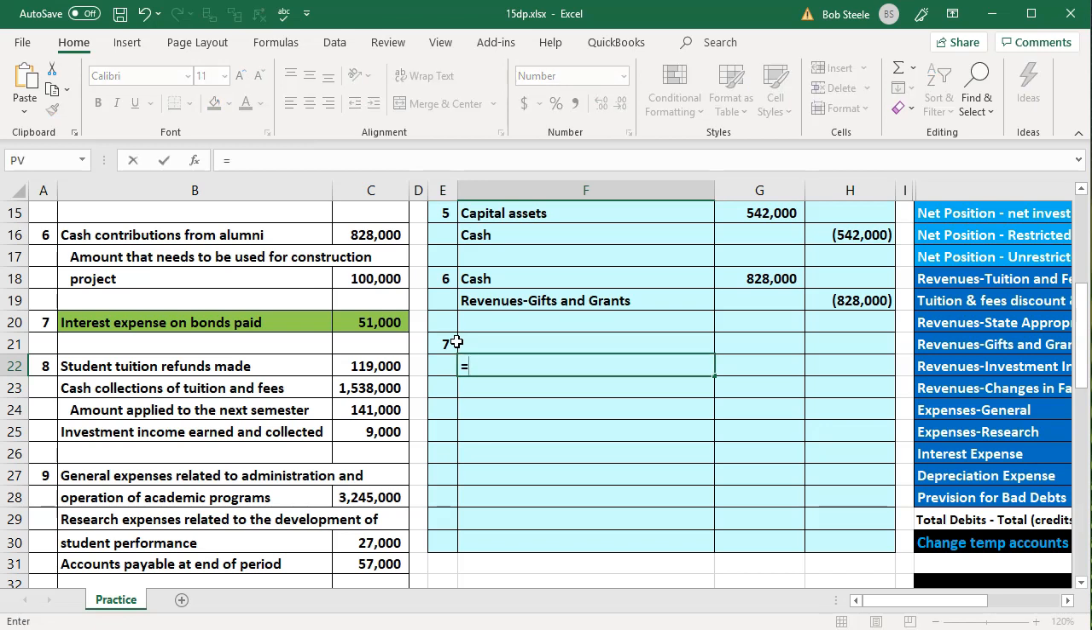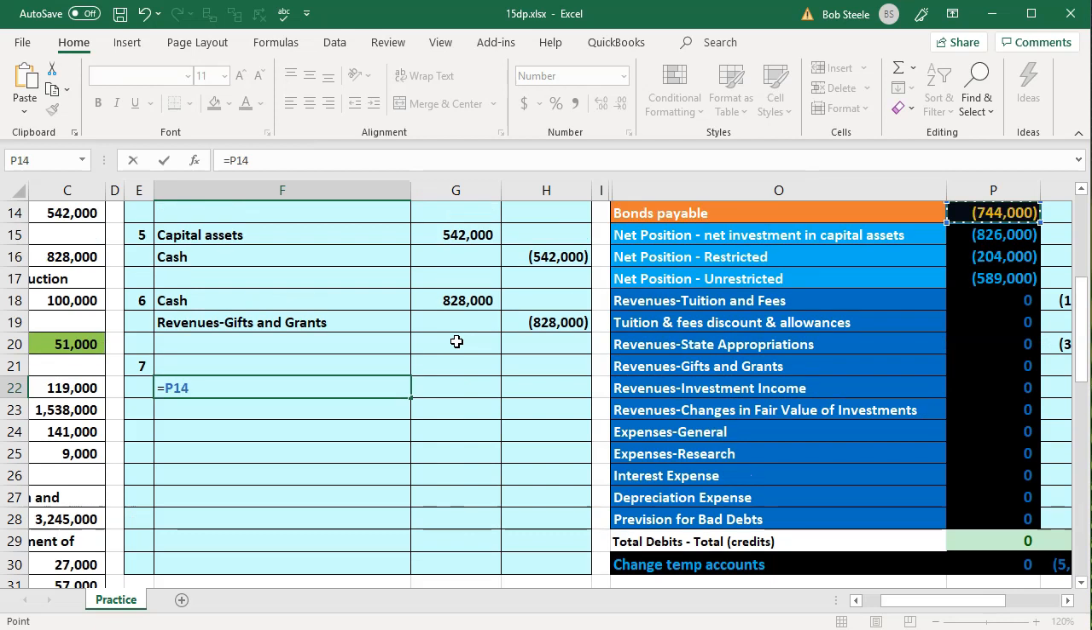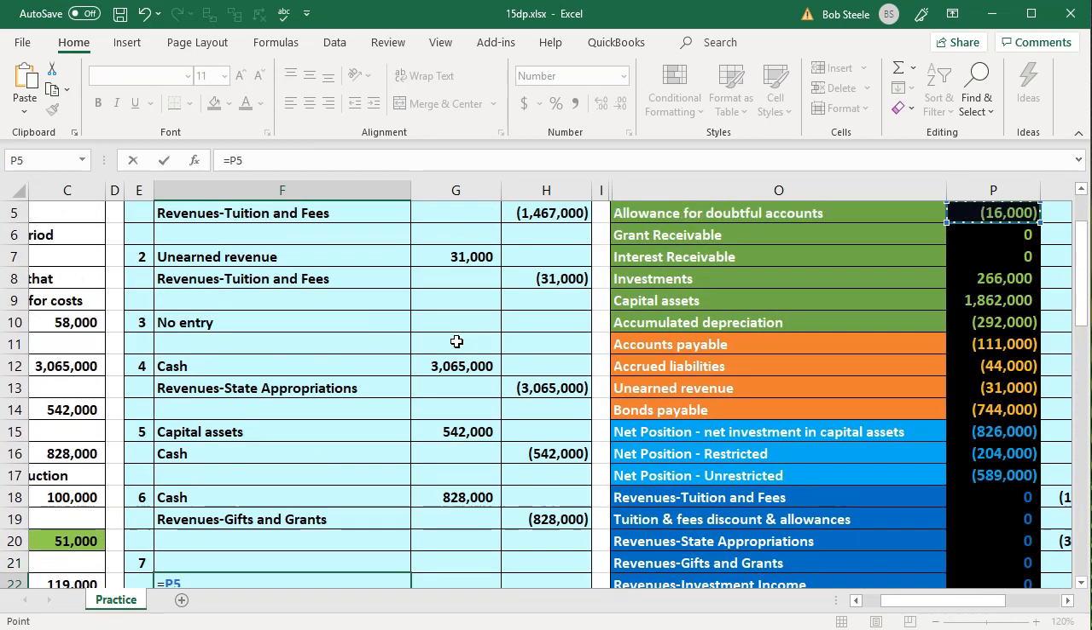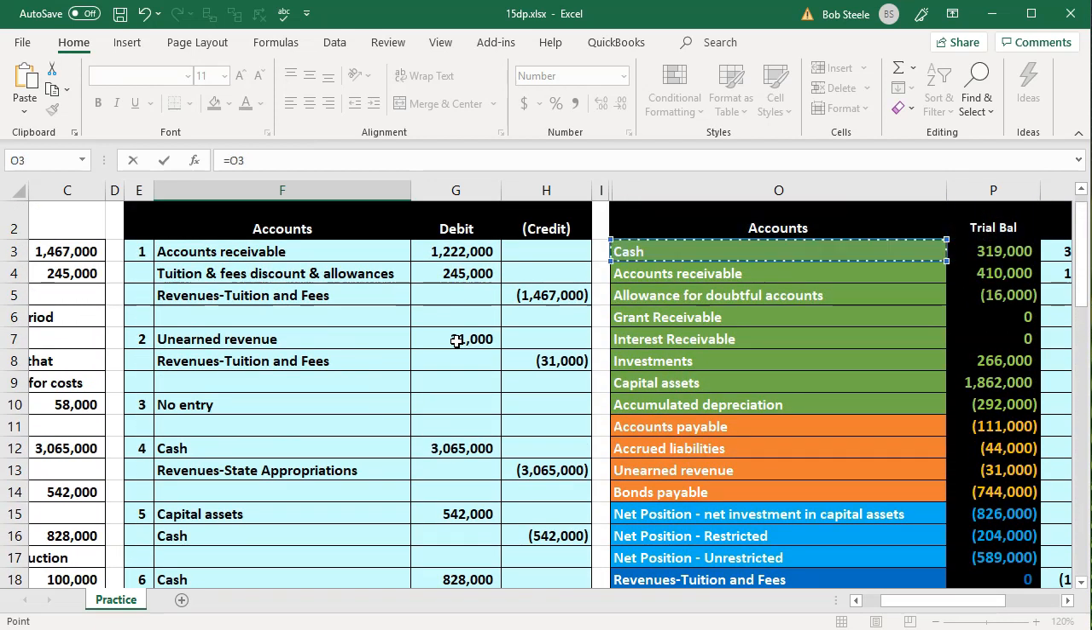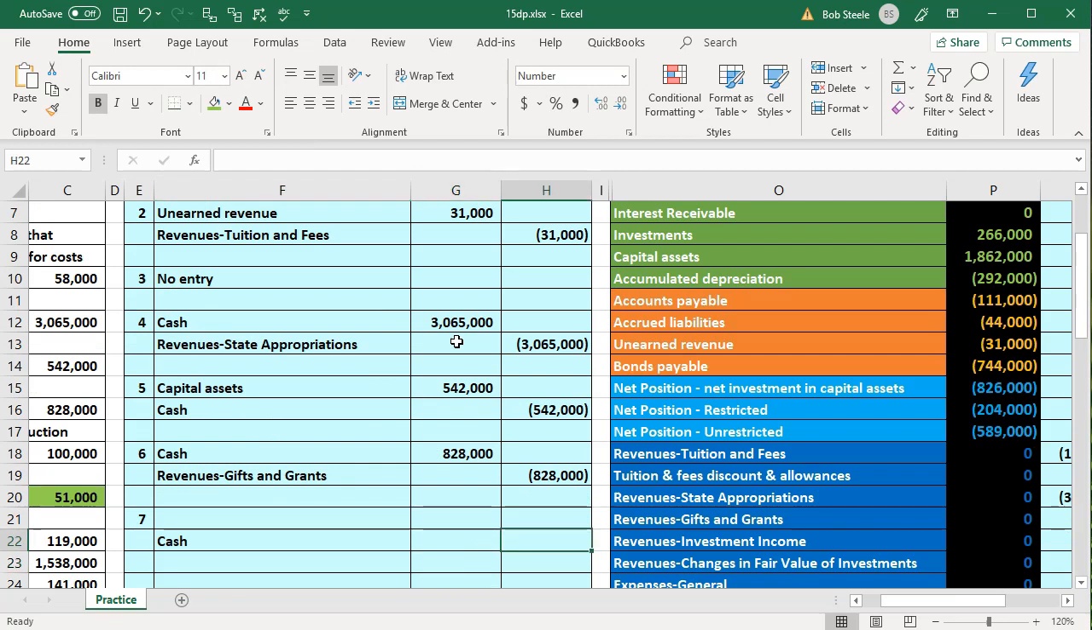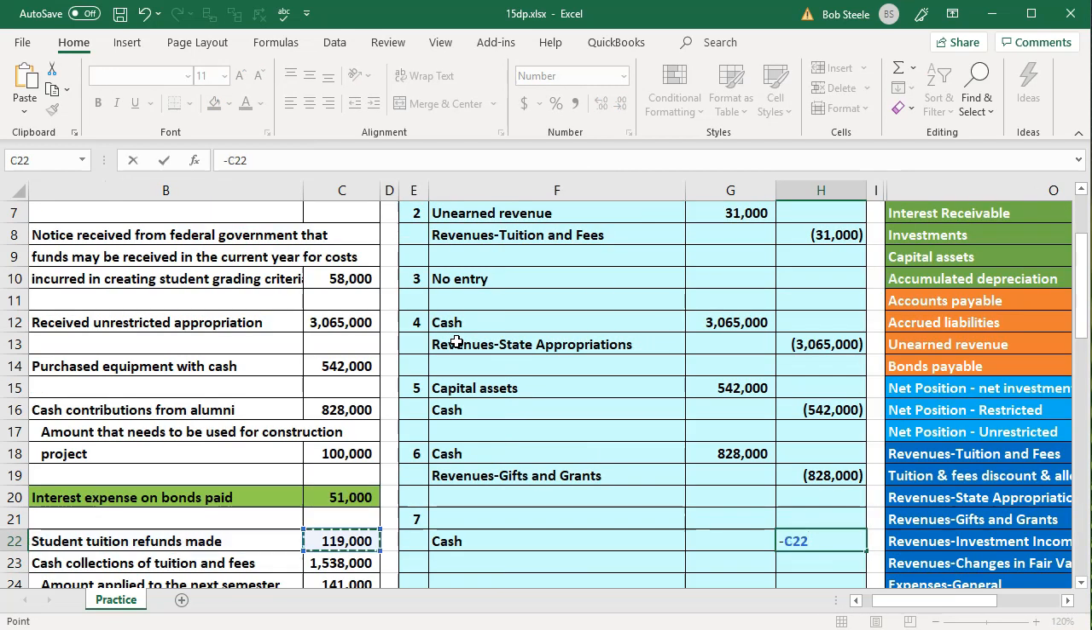I'm going to put that underneath the number 7 to indicate that it is on the bottom because it will be a credit. So the cash is going to be a credit. And the amount is going to be the negative of that 51,000. So a credit of the 51,000. Then we're going to have a debit. So the debit is going to be here.